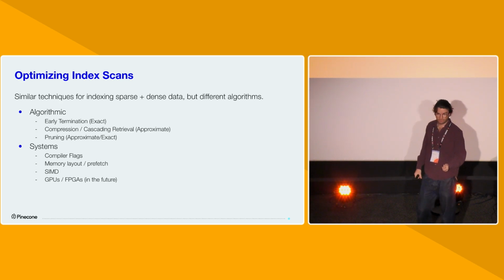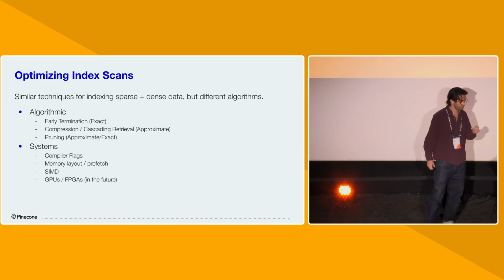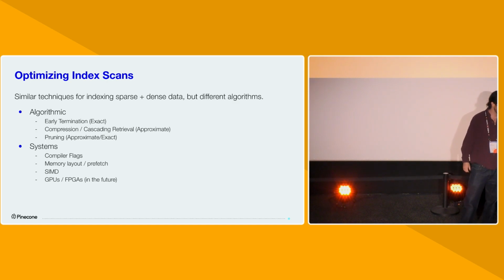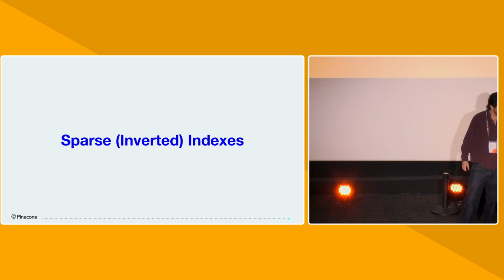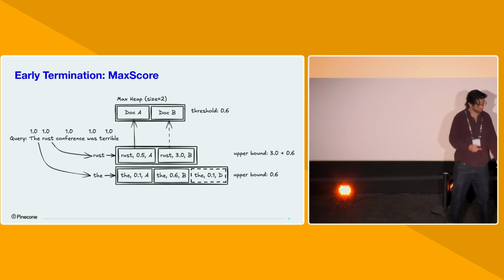So there's a few techniques for this. There's algorithmic techniques, which I'll cover briefly, such as early termination, compression, pruning, and then there's systems approaches, which again, this is why we love Rust. It allows us to get nitty gritty down in the details to actually make our code run as fast as possible.